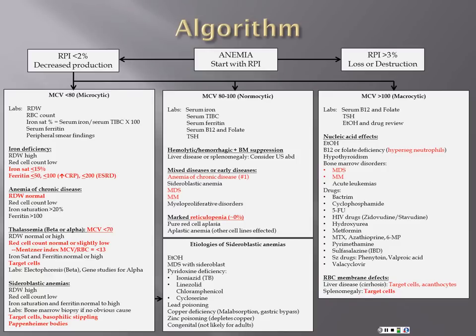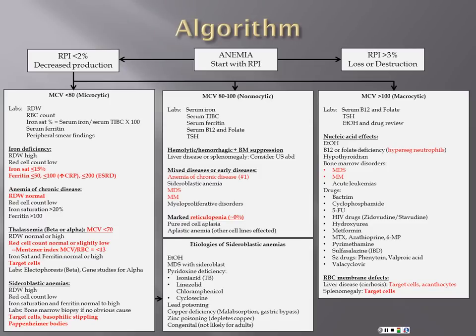Iron studies consist of iron, ferritin, and TIBC. TIBC represents indirectly transferrin. We also want to pay very close attention when we get into our microcytic group about the patient's peripheral smear findings, their RDW, and their RBC count. Okay? When you get ready for your board exam and you get a question, you're going to look at the MCV and the patient's microcytic. The next thing you want to look at is what's the RDW.